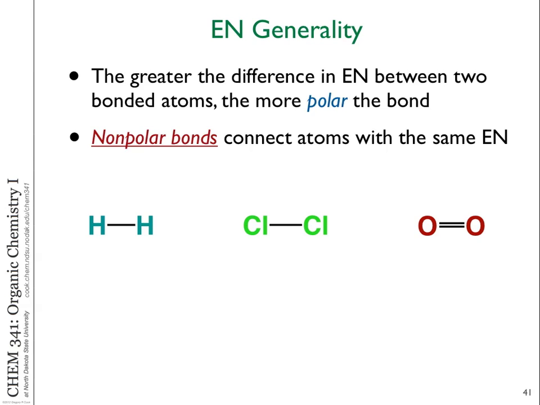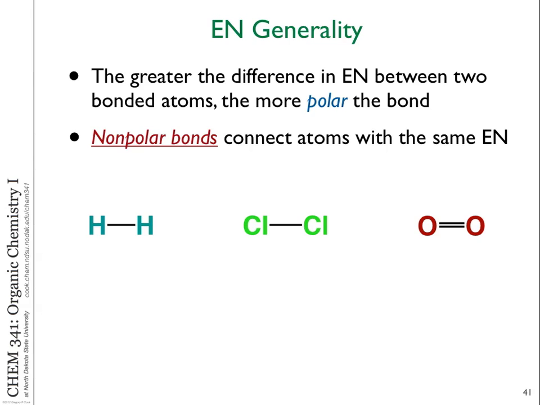Okay, and how does that relate then to the bonding? Well, it is very important. So the greater the difference in the electronegativity, the more polar the bond, the more unevenly distributed those electrons are. That's what we're referring to as polarity.